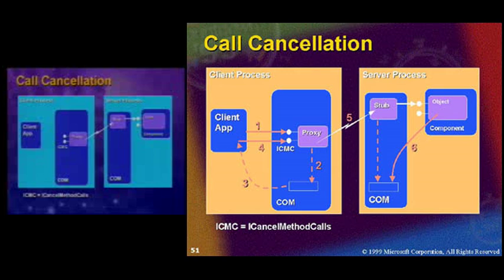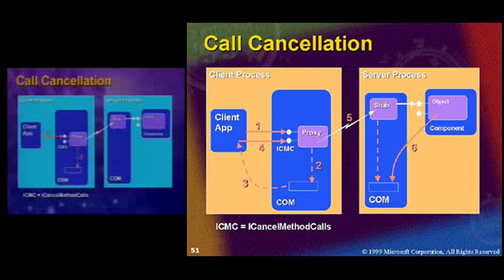Okay, so the client application is going to make a method call. In this case, it's a synchronous method call. When it makes a method call, the proxy is going to register the current cancel object with COM. The proxy supports this interface called ICancelMethodCalls, and that will get registered in some hidden place in the COM runtime library.